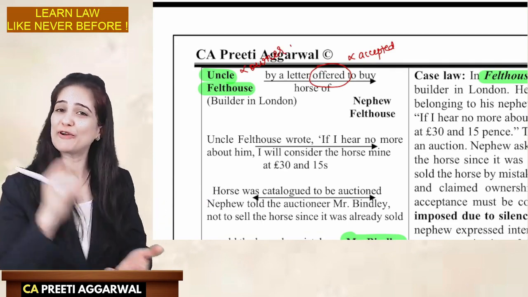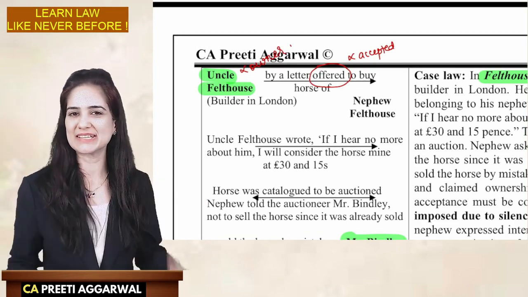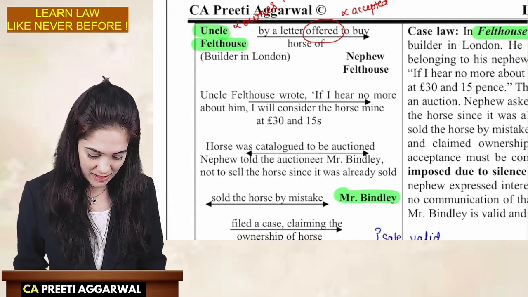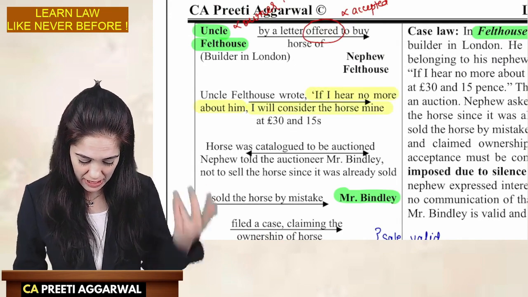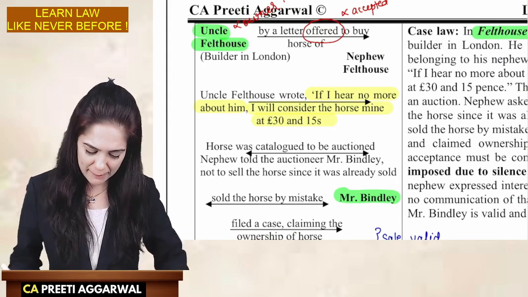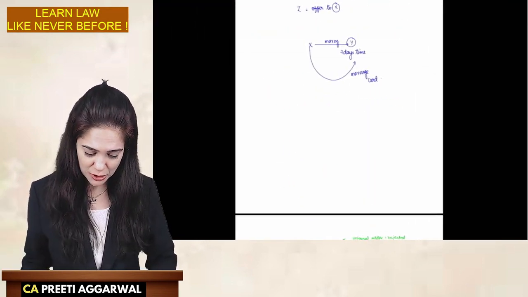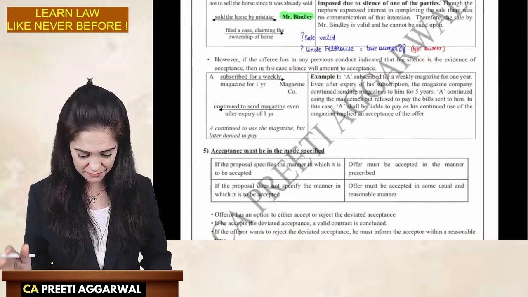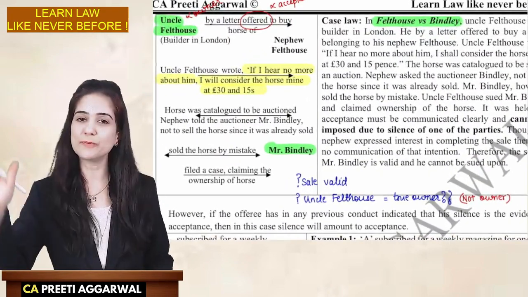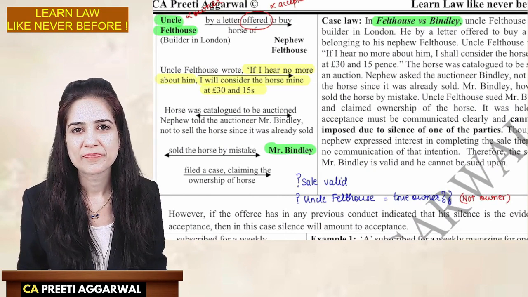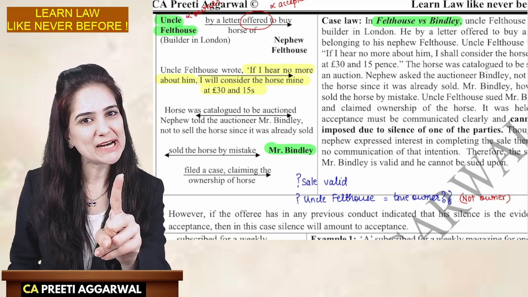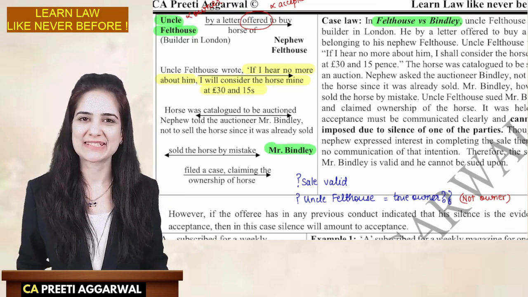But there is one more flaw. There is one more point that we can discuss in this case law. Can you identify that for me? If I hear no more about him, I will consider the horse mine. Do you remember the marriage example which I just discussed? If you don't reply by today evening 5 o'clock, I will assume that you have accepted my offer. Is that acceptance? Offer must not contain a term, the non-compliance of which amounts to acceptance.